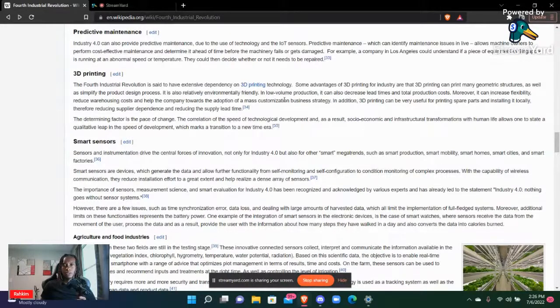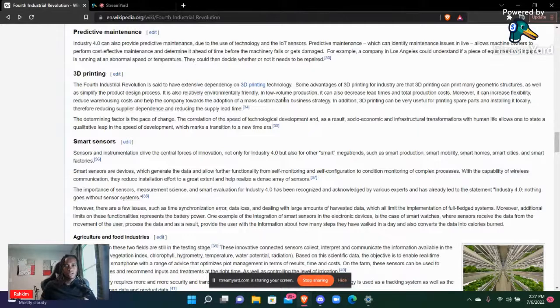3D printing. The fourth industrial revolution is said to have extensive dependency on 3D printing technology. Extensive. Okay. Some advantages of 3D printing for industry are that 3D printing can print many geometric structures as well as simplify the product design process. It is also relatively environmentally friendly in low volume production. It can also decrease lead times and total production costs. Moreover, it can increase flexibility, reduce warehousing costs, and help the company towards the adoption of mass customization business strategy. In addition, 3D printing can be very useful for printing spare parts and installing them locally, therefore reducing supplier dependence and reducing the supply lead time.